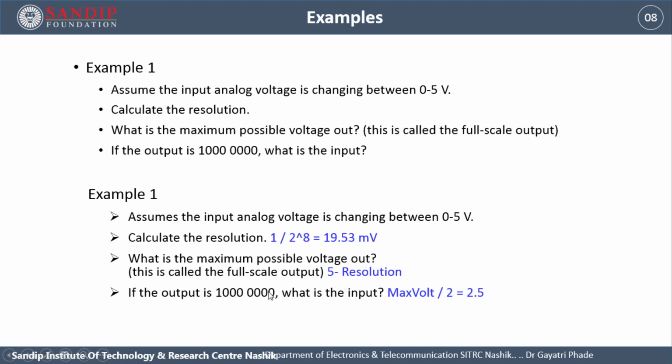If the output code is 1000, the output will be the maximum voltage divided by 2. So the maximum voltage is 5 in our case, divided by 2. So 2.5 will be the output voltage for this, because this is nothing but the MSB. We have seen in the previous concept, MSB is nothing but what? Full scale voltage divided by 2. So this is nothing but the value of MSB.